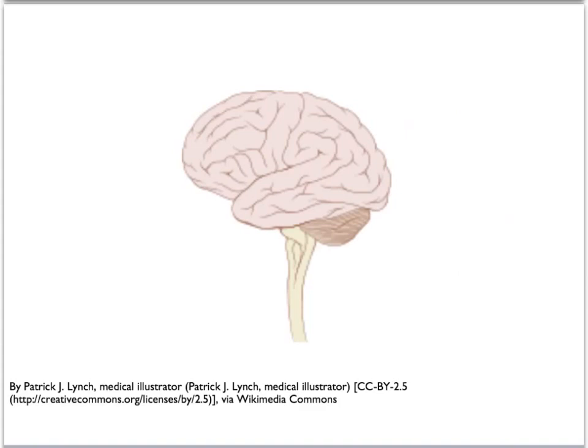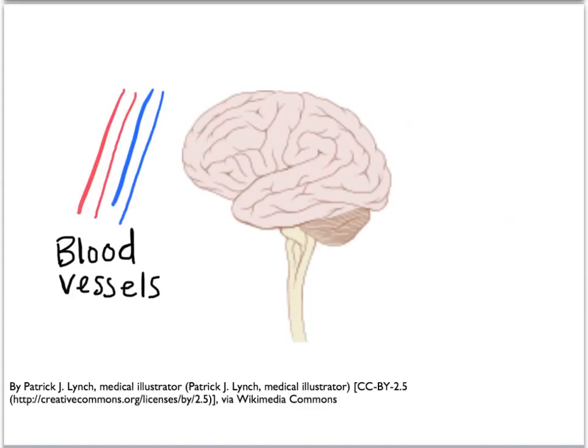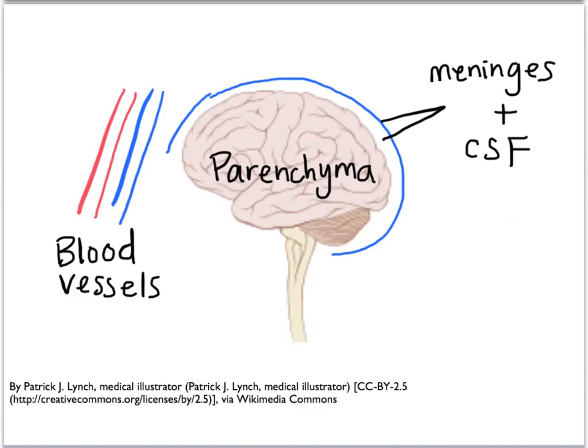What are the different structures of the brain? There are blood vessels, both arteries and veins. There's the brain parenchyma itself, and what surrounds the brain, meninges and CSF. Our causes will be based on each structure.